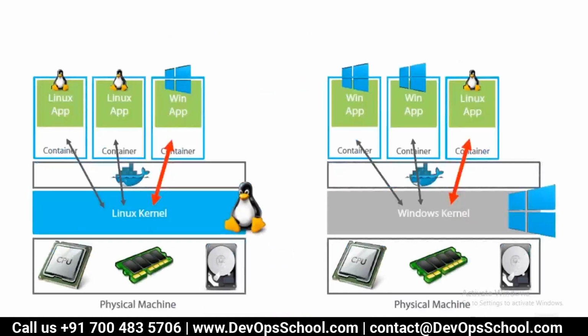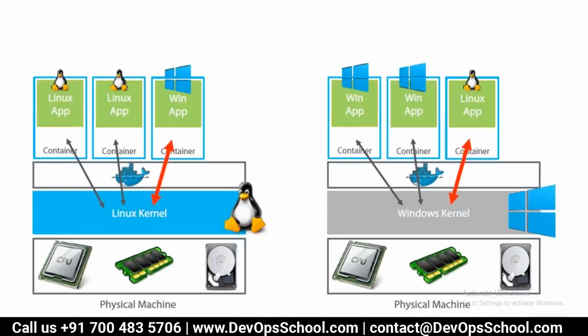If you have a Linux kernel, you can run only Linux apps or Linux containers on it. You cannot run Windows containers in a simple way. If you have a Windows kernel, you cannot run Linux apps. You can run only Windows containers, because both of these kernels are different. So Linux container, Linux app; Windows container, Windows app. Simple. Does that answer your question?